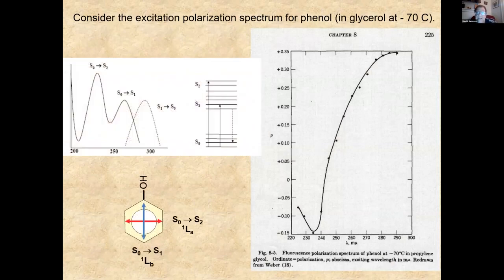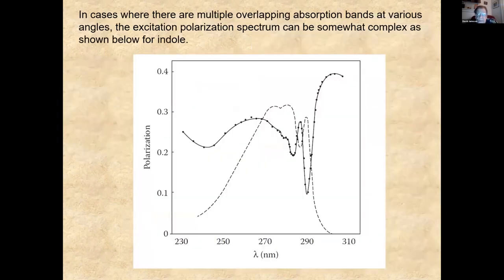Okay, let's look back at the phenol. Here, if we look at exciting it out at the edge of the S0, S1, we'd be relatively high, about 0.35 in this case. If it's not at 0.5, it just means the emission and absorption dipoles aren't exactly aligned. But then we go to lower wavelength of excitation, we drop and drop and drop the polarization, okay, because we get a bigger angle. Let's look at other molecules like tryptophan.